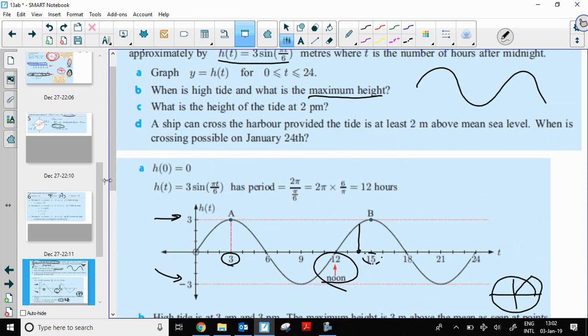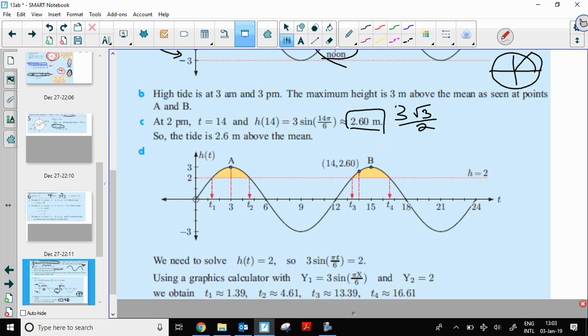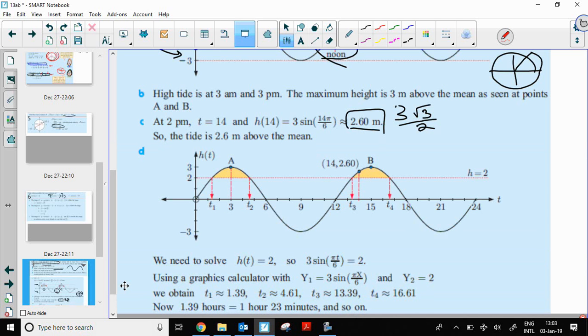And then the last question, I don't even remember what it was. A ship can cross as long as the tide is at least 2 meters above the mean sea level. So when can that happen? We need to be at least 2. So we have a period of time here, and then we have a period of time here. What we need to figure out is what those exact values are, right? We're basically going to set our trig function equal to 2 and then solve that. That's not the easiest thing to do. We're going to need the technology for this one. That's just not going to be possible without it.